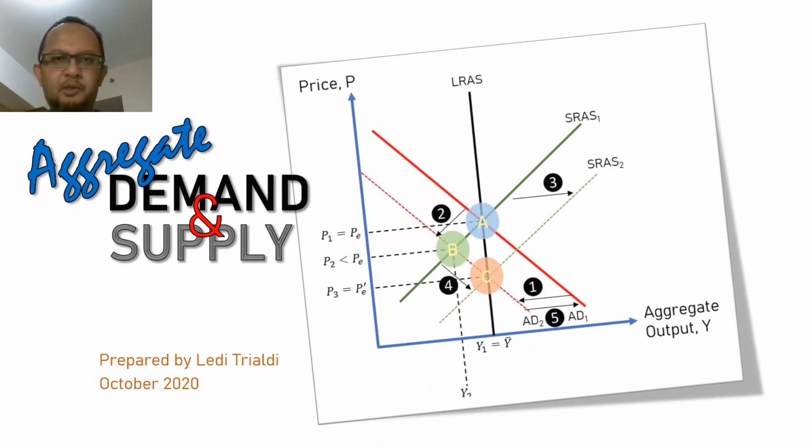In the previous two presentations, AD and AS have been explained. We know already why aggregate demand and aggregate supply have specific curves indicating their correlation with aggregate price level. We also learn how AD and AS curves are derived as well as how they are affected by specific factors. In this presentation, we will see the short-run fluctuation in the economy.